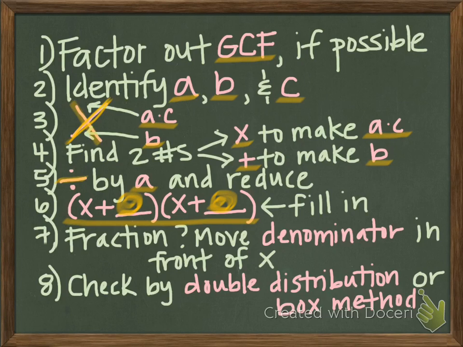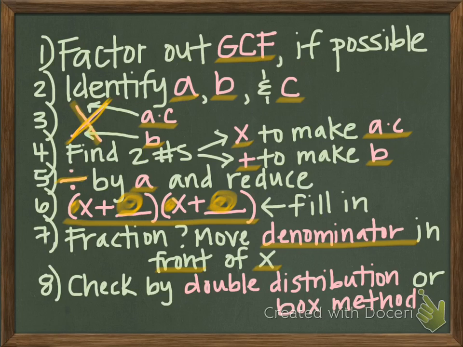Whatever those are, in the next step, step 6, you're going to put them here and here in these two binomials. Step 7, if either of those numbers were a fraction, you're going to take the denominator, the bottom part of the fraction, and move it in front of X. So you would put it here or here from step 6, and I'll show you how to do that.